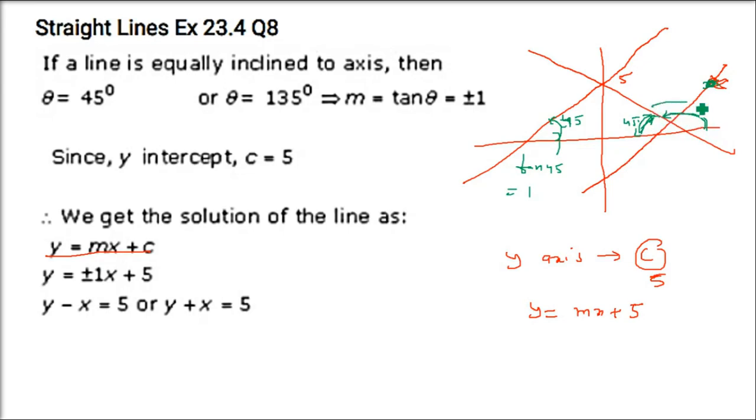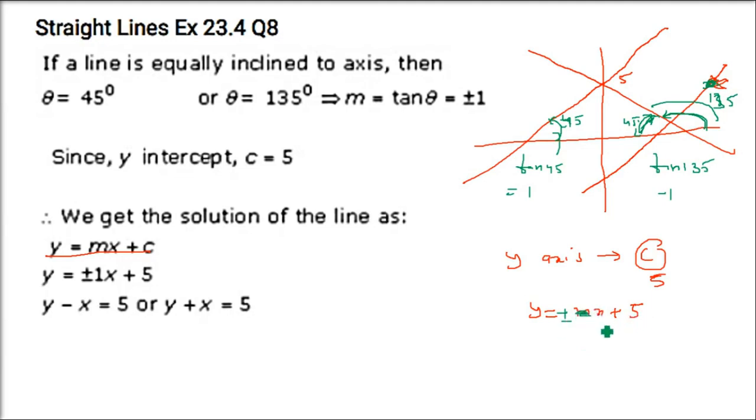Now coming here, we will not take 45. We have to take from the positive direction of the x-axis, and that is going to be 135 degrees. 180 minus 45 is 135. So tan 135, which you can write as tan of 180 minus 45, is minus 1. One time you put minus 1, one time you put plus 1. So plus or minus 1 you can put.